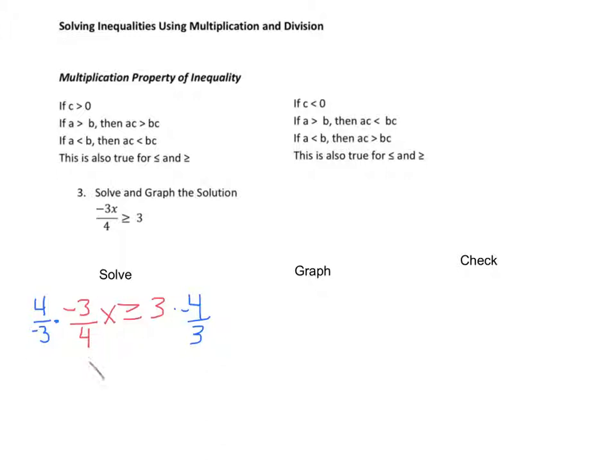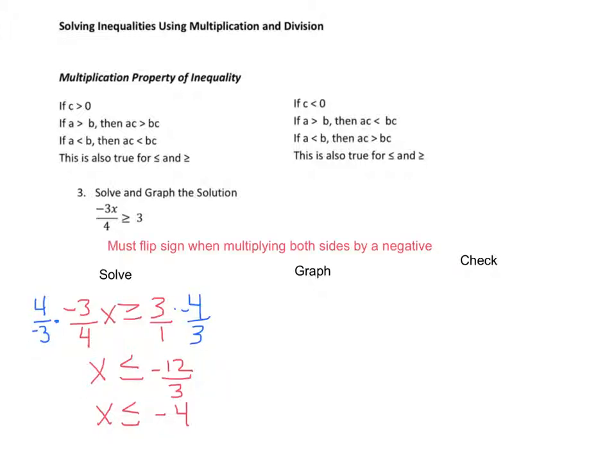So on the left here, we know we're just left with x. Instead of greater than, it becomes less than. And on the right-hand side, we have 3 times negative 4 is going to give me negative 12 over 3. So our final answer is x is less than negative 4. Okay, so as I said before, you must flip the sign when multiplying both sides by a negative. So we end up with x is less than or equal to negative 4 instead of greater than or equal to.